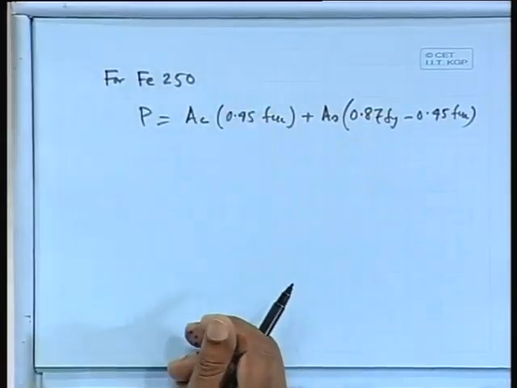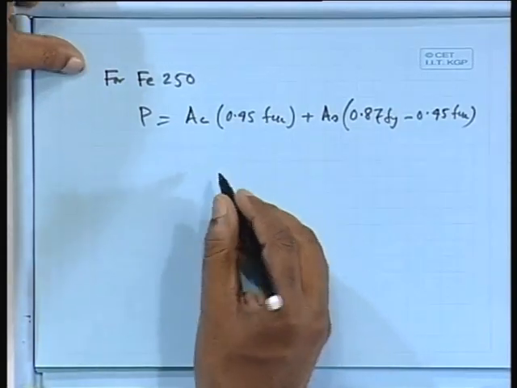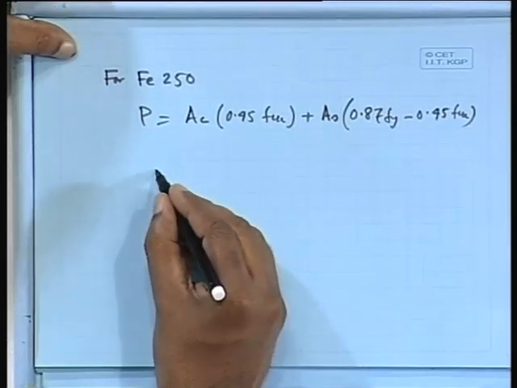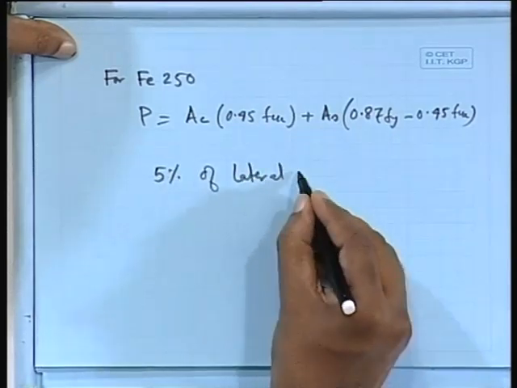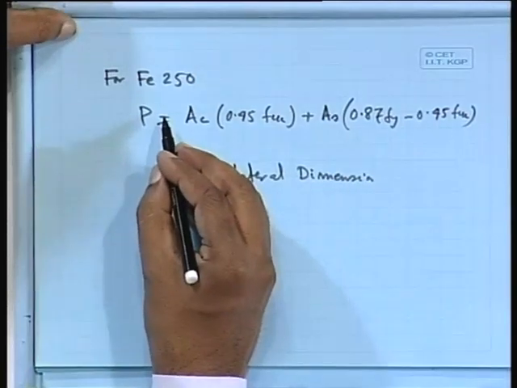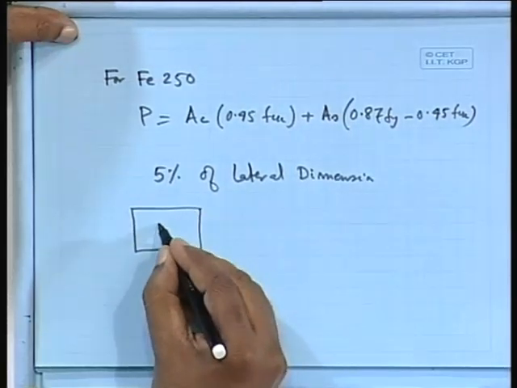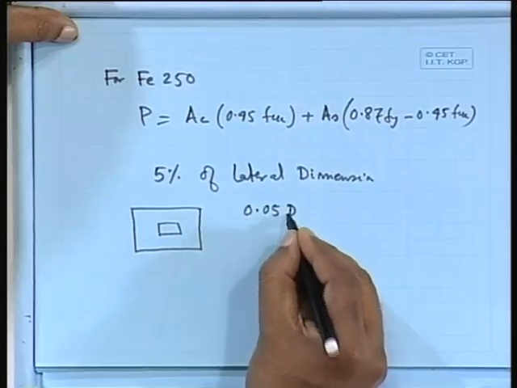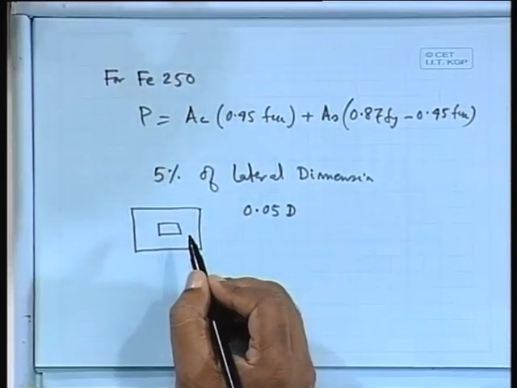Okay. Now what we do, we assume that the axial load will be within 5% of the lateral dimension. That means this P is acting here within 5% of the lateral dimension, that means let us say 0.05 D. Then we shall consider this as an axially loaded column. That means we shall not take the eccentricity.